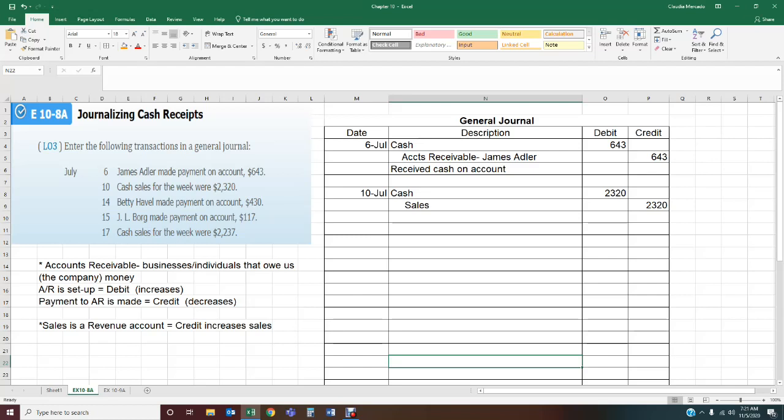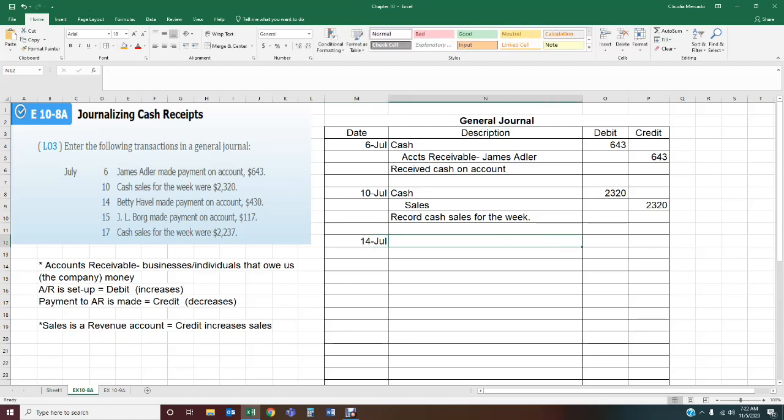Okay, so now these are going to be your cash sales, to record cash sales for the week. So every time that you're recording cash sales, you're going to debit cash and you're going to credit sales. Okay? And these are going to be repetitive entries. Once you've got these two entries down, you've got it made, because they just repeat over and over. Okay? Let's see what's happening on July the 14th here.